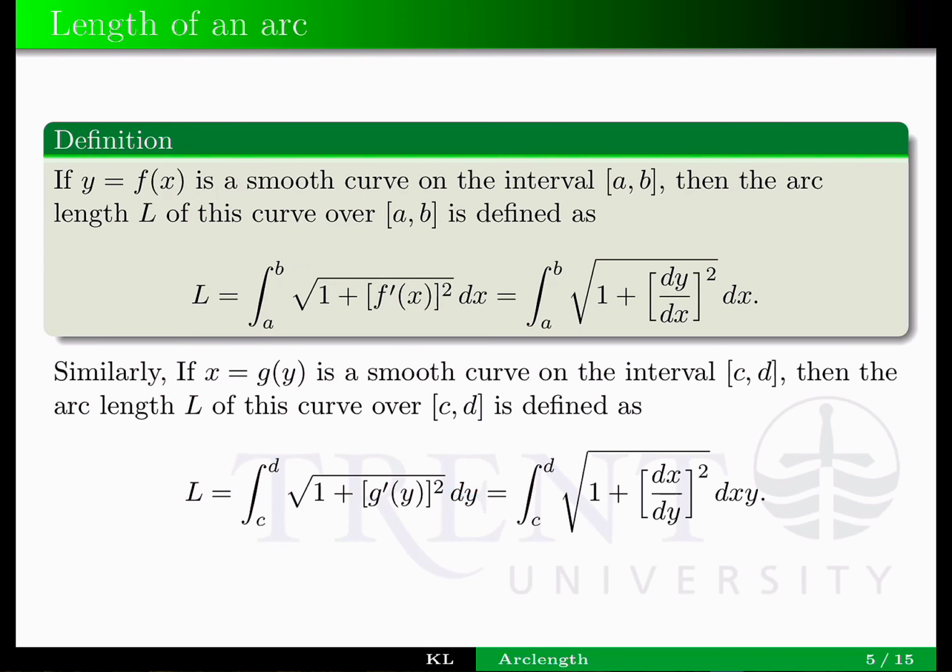So in here, we summarize it this way. If y equals f of x is a smooth curve on the interval [a, b], then the arc length L of this curve over [a, b] is defined this way. And of course, if we think of f prime of x as dy over dx, then we can replace it here. Can also use this one. And then we can also do it if your x is in terms of y. The same situation, right?